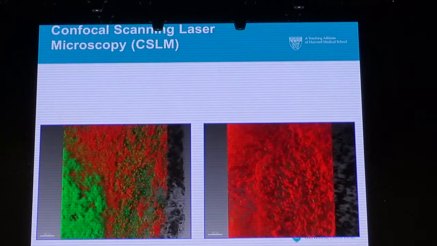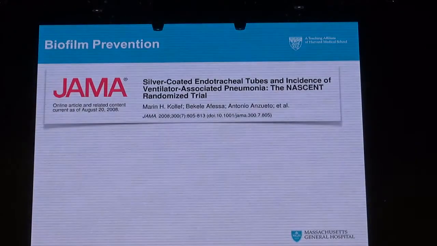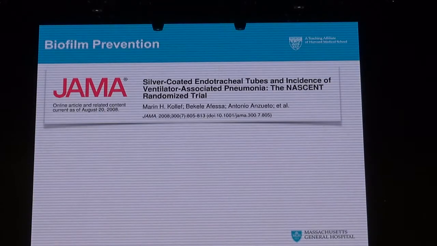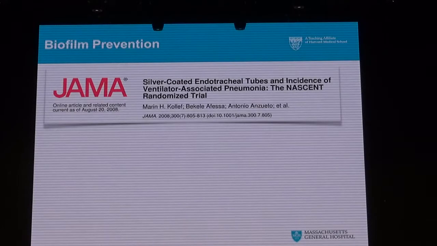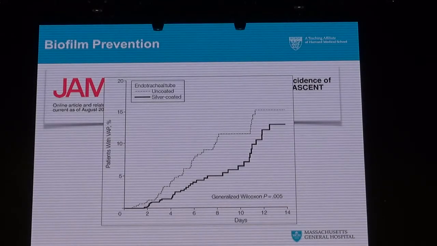So we were very happy about that, but the limitation of the study was that it was a very short period of intubation time. When this study came out, there was a randomized trial in the US on the use of a silver-coated endotracheal tube in the intensive care unit. What they showed was that there was a reduction of ventilator-associated pneumonia in patients using this coated endotracheal tube.